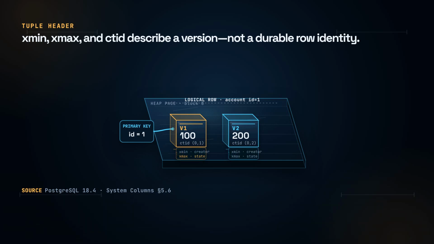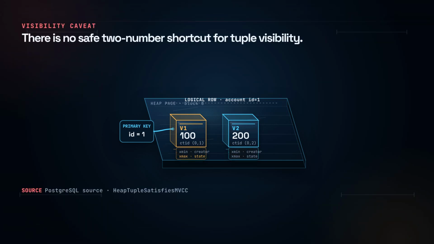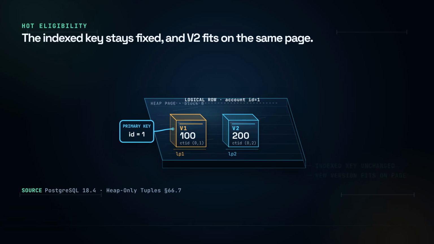Do not turn that into a shortcut formula. A non-zero xmax does not always mean deleted. It can also participate in row locking and multixacts. Visibility also accounts for commit status, the current transaction and command, sub-transactions, hint bits, and frozen transaction IDs.